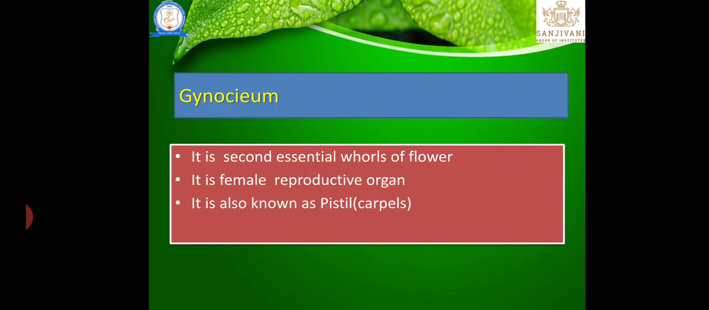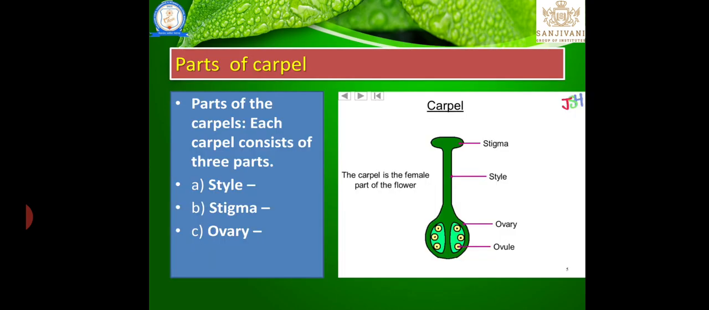Gynoecium is the second essential whorl of a flower. It is the female reproductive organ. It is also known as pistil or carpel. There are three parts: style, stigma, and ovary. Stigma is topmost, the middle is the style, and the last one is the ovary.